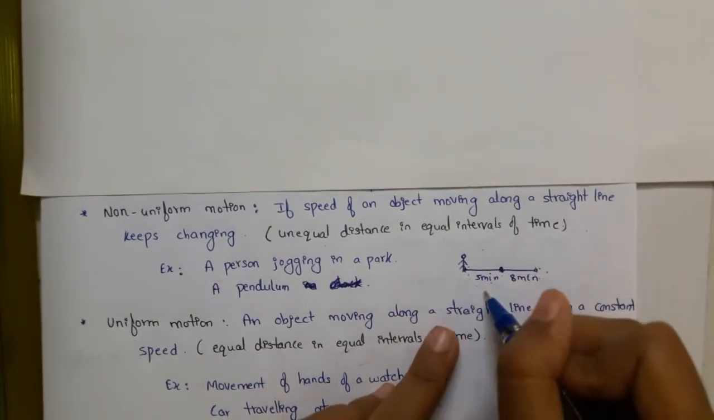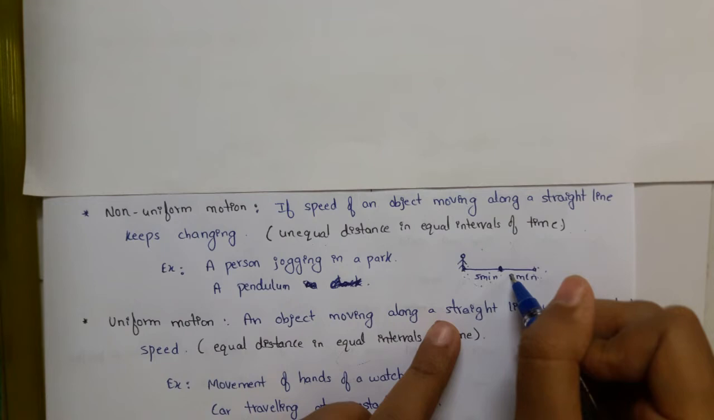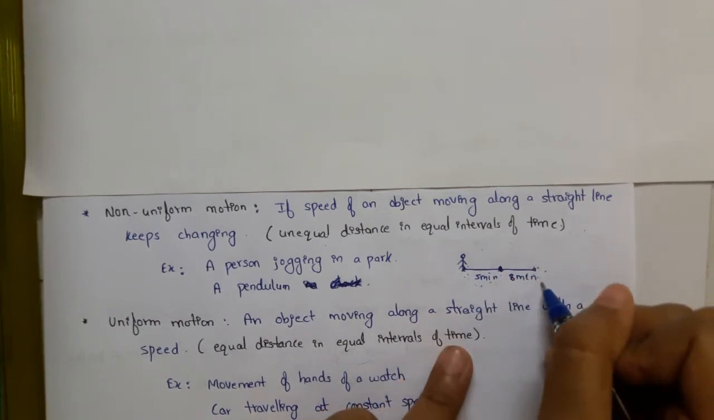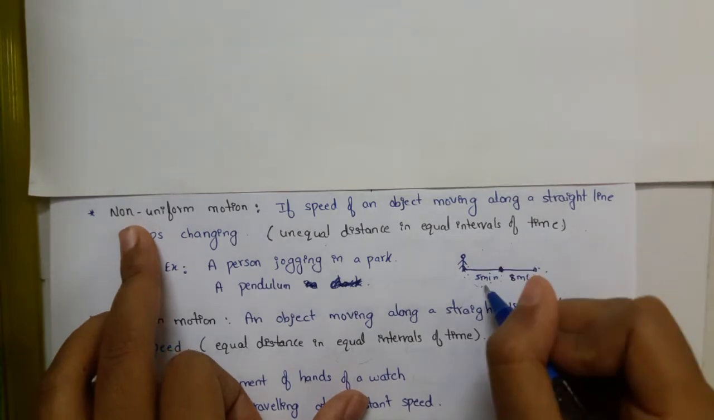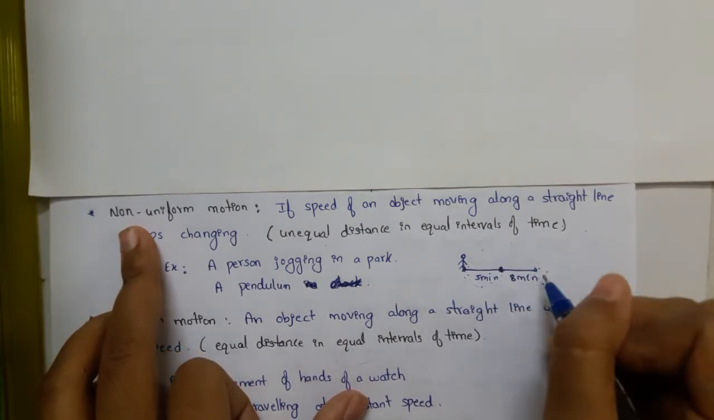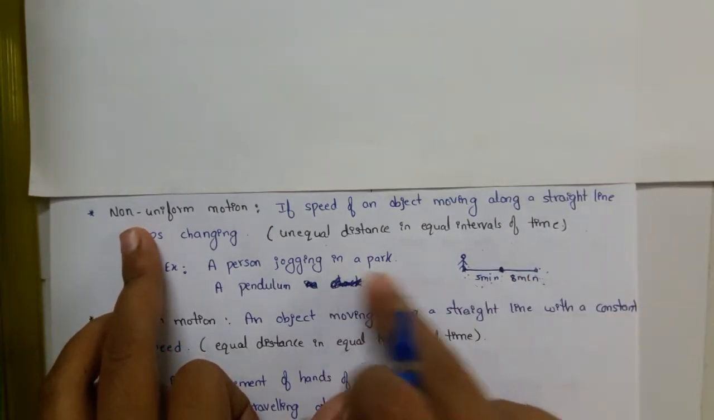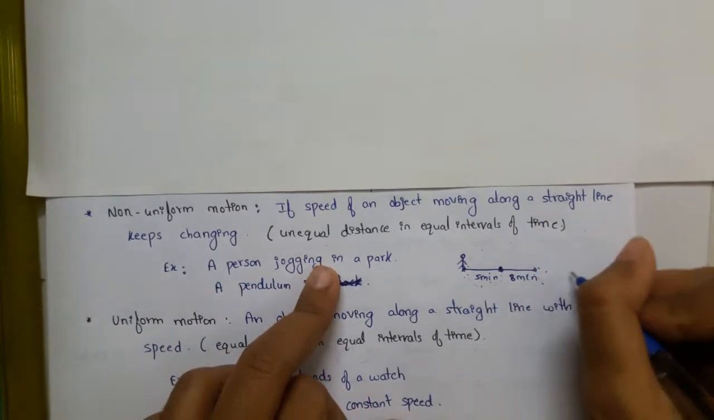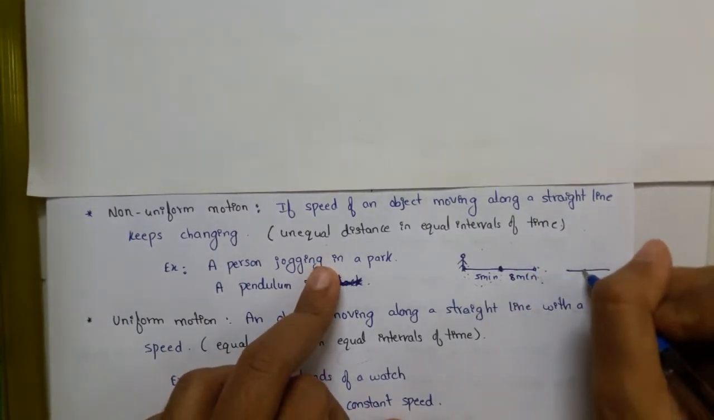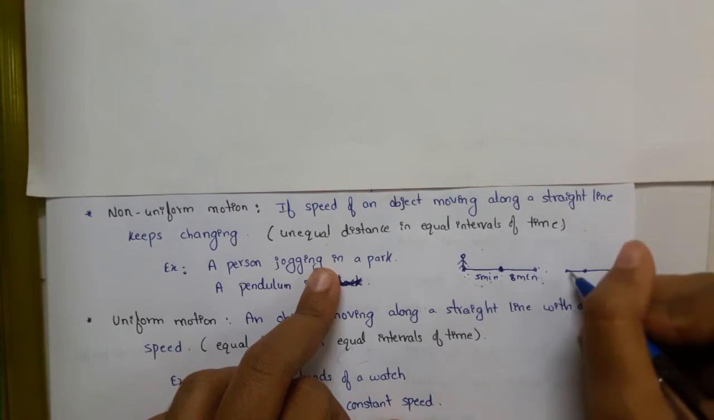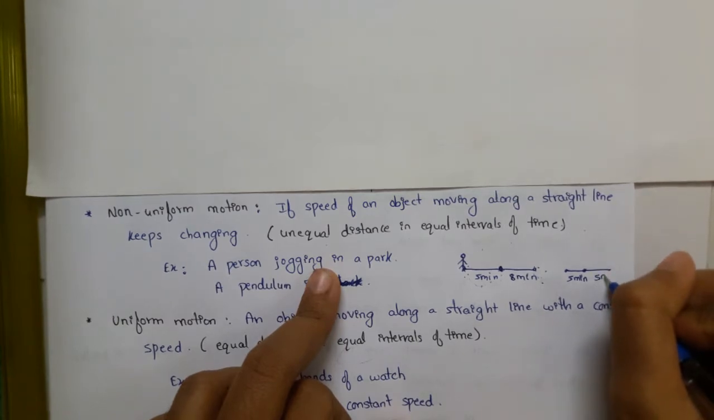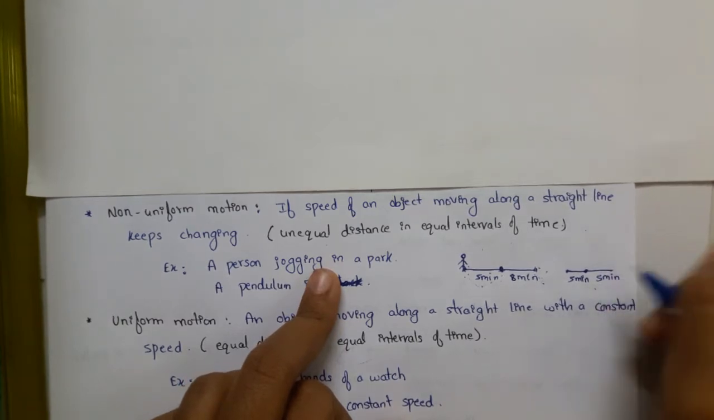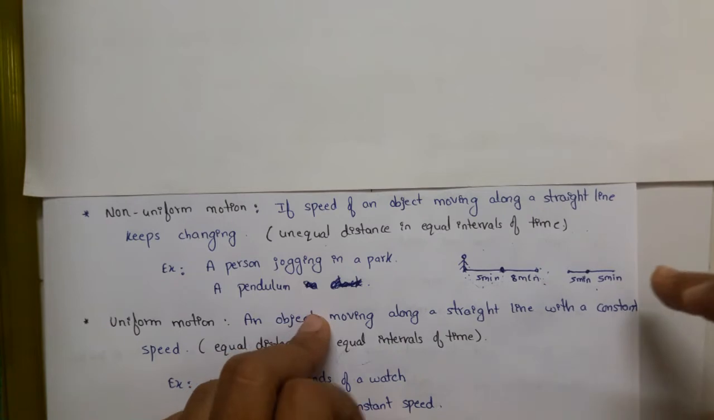This is actually equal distance in unequal intervals of time. That is also an example of non-uniform motion. Suppose you are traveling the same time but unequal distance. Let us assume that you are traveling this distance from here to here in 5 minutes and the rest of the distance also in 5 minutes. This is also an example of non-uniform motion.